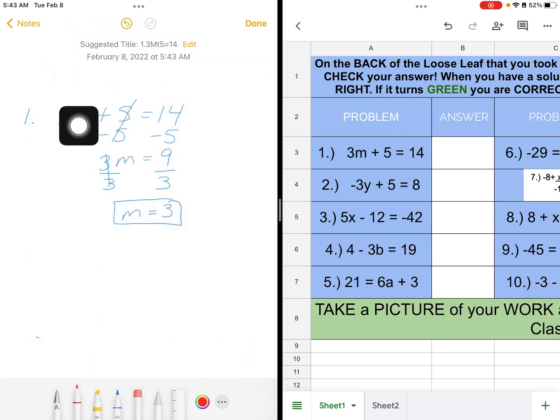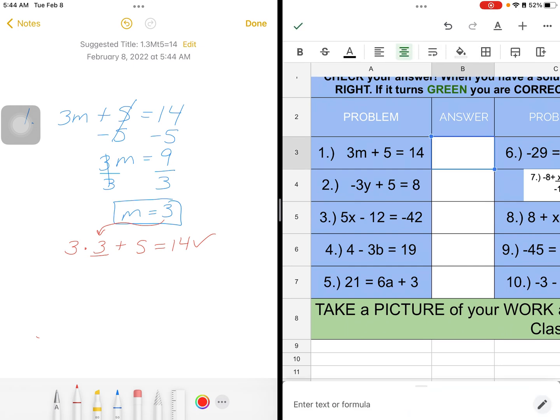We take this original problem here, 3 times m plus 5. But in place of the m, you're going to put the 3. So 3 times 3 is 9, plus 5. I'll check that in my calculator. And if I get 14, I know I'm correct.